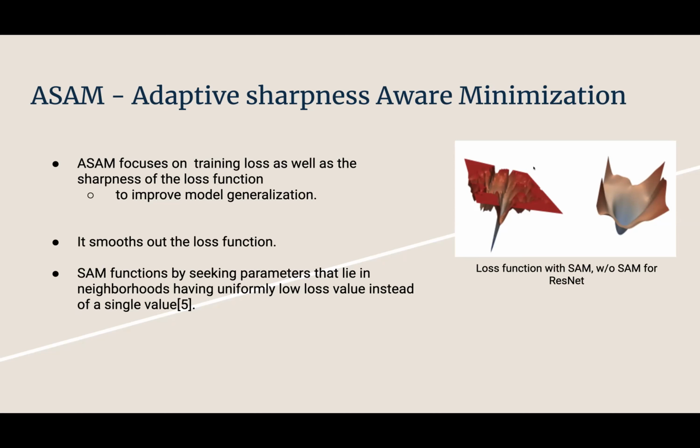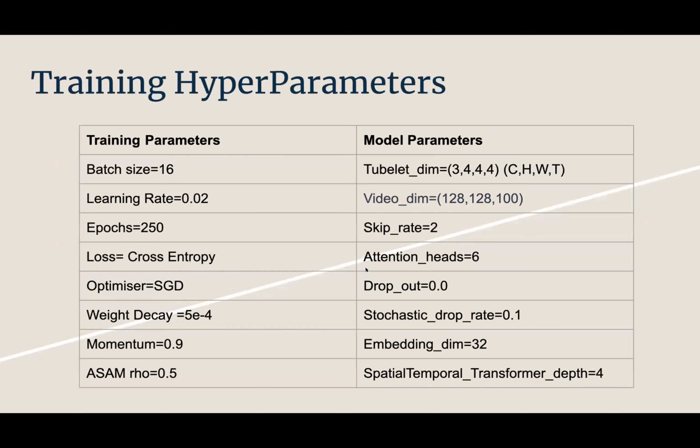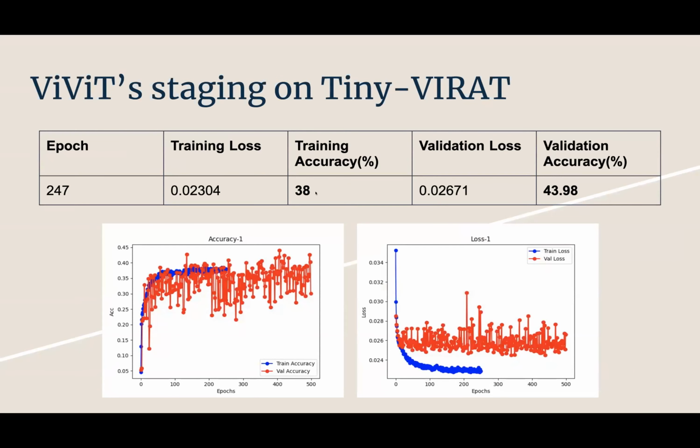We have done it with adaptive sharpness aware minimization. We wanted to improve the ViViT optimization part a little bit, to have the best possible results for ViViT on our data set. These are our hardware parameters for training ViViT on our data set, and we get results of 38% accuracy and 43.9% validation accuracy with vanilla ViViT on the Tiny Action Challenge.